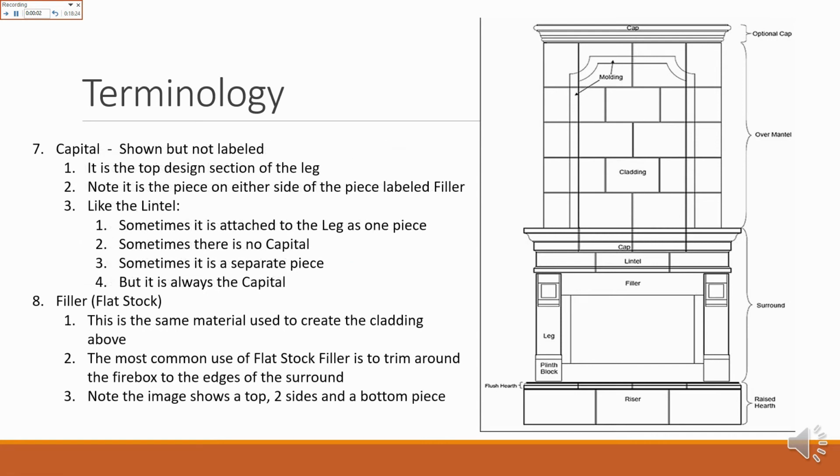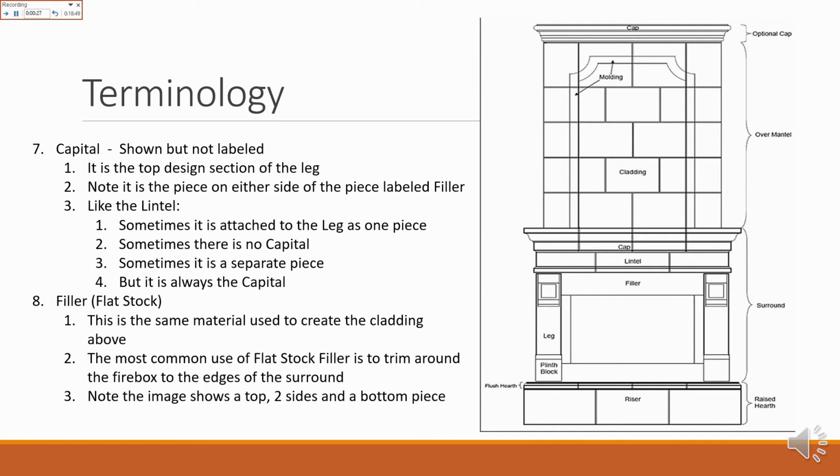Now, not listed here, but shown in the line drawing, on either side of the filler, the top portion of the leg, if it has a design, it's referred to as a capital. The capital might be the same piece as the leg. It might be a separate piece, just like the plinth block at the bottom. Might be attached or it might be a separate piece.